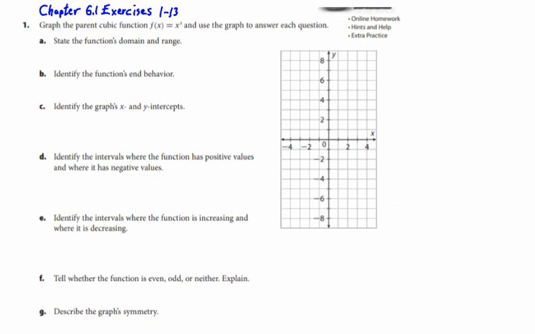Algebra 2, Chapter 6.1, Exercises 1 through 13. This section covers graphing cubic functions, and I'm going to go over these odd number problems in the set. Problem 1, graph the parent cubic function f(x) equals x cubed and use the graph to answer each question.